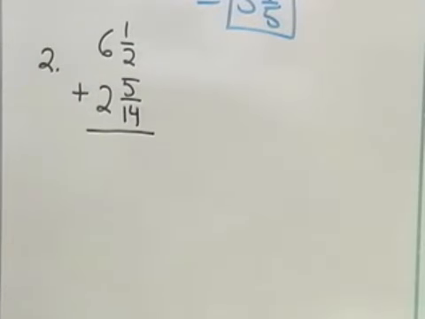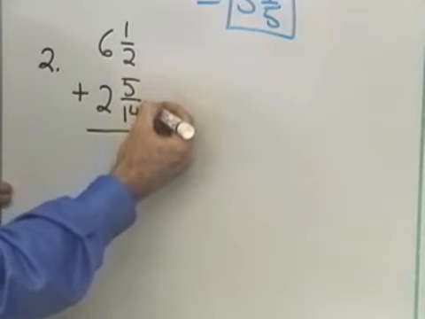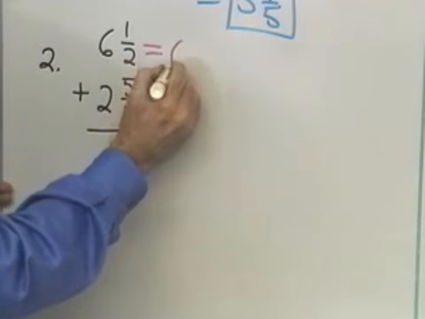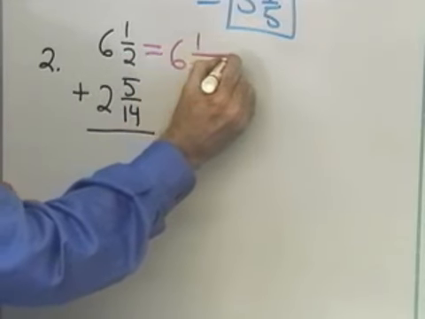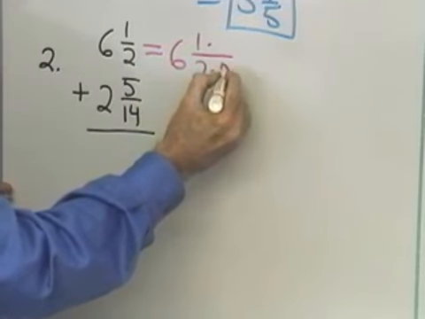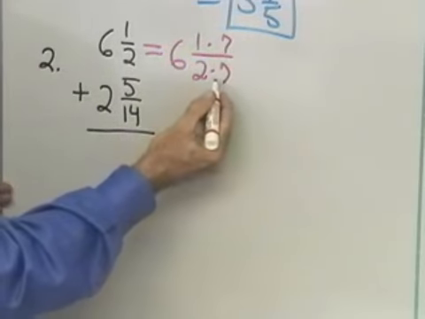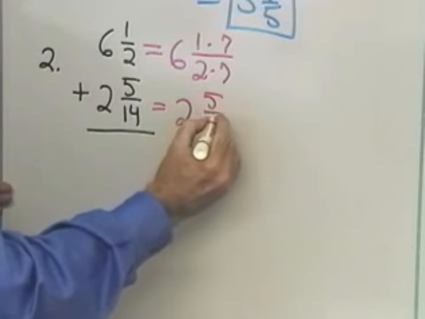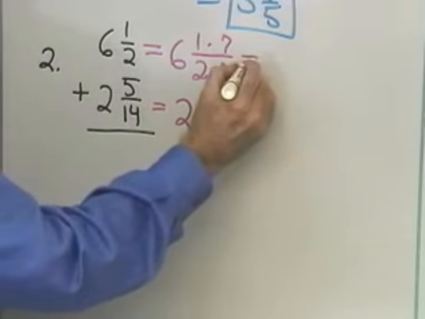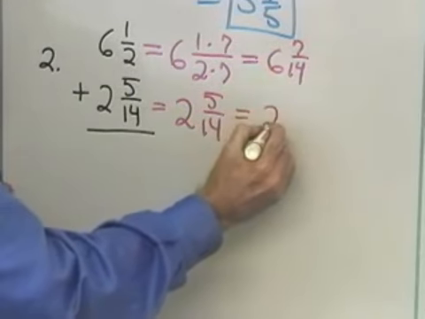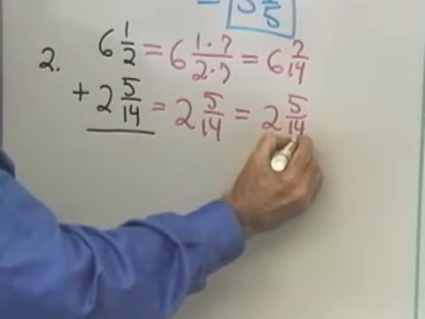I have 6 1/2 and 2 5/14. Let's see, I have a common denominator here with 2 and 14 of 14. So I'm going to rewrite this as 6 and 1 times 7 over 2 times 7, so I get that denominator of 14, and this is still 2 and 5/14. So that becomes 6 and 7/14, and this is 2 and 5/14.